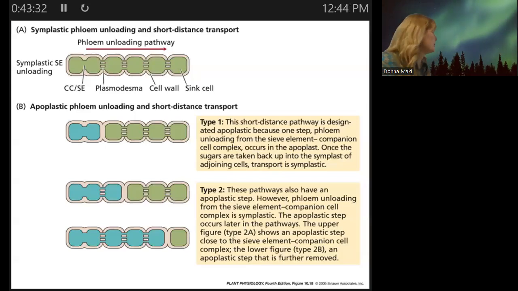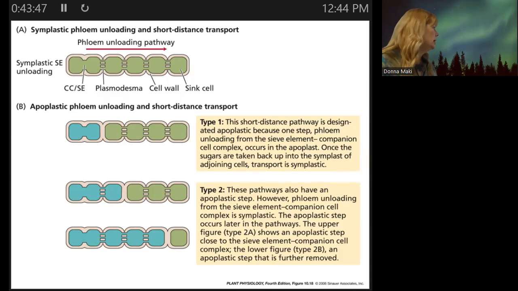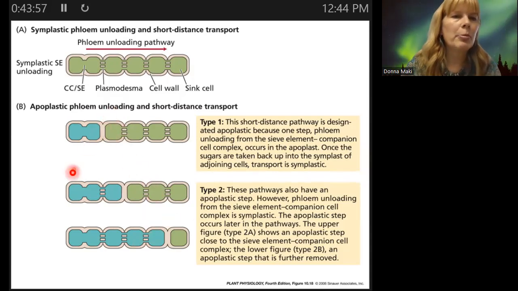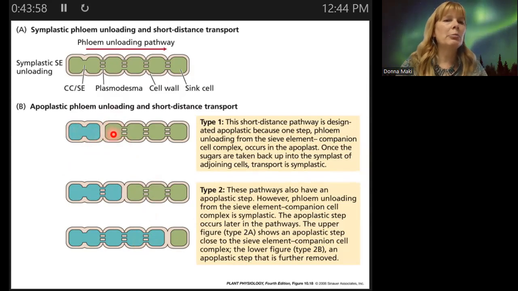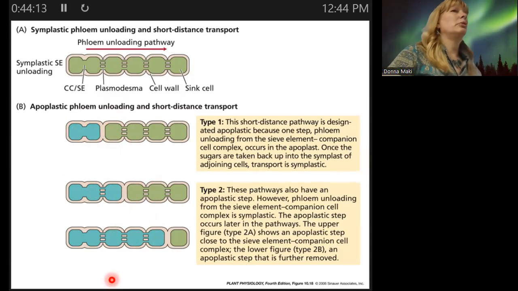Here they're showing the companion cell and sieve tube element in a bluish green, and the more olive green is usually your parenchyma cells. Here they're showing apoplast, because there are no plasmodesmata right away. They're saying it could be apoplastic right as you come out of the sieve tube element, or maybe it's not apoplastic until a little further on in the parenchyma cells. Don't get lost in the details here. It's just to convince you that there are many strategies, many methods when you come to unloading.